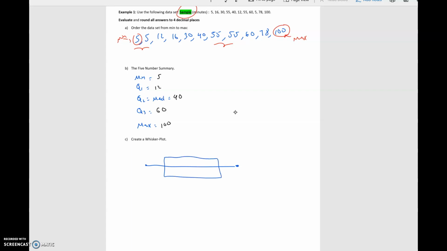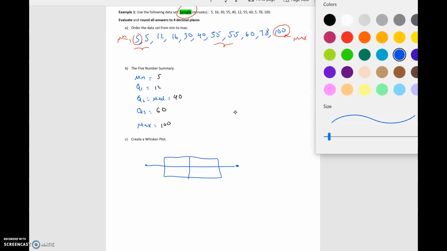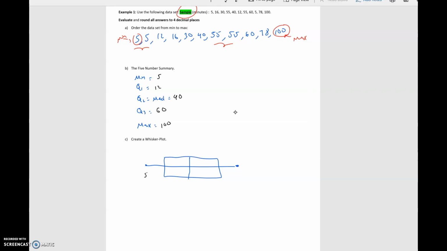We're going to do one of the labs where we're actually looking at the data set. You're going to start by putting the 5, then the 12 goes there, 40, 60, and the 100. What's important on your whisker plot is the units. In this case, we're just given that this is a sample and the data happens to be minutes. So that has to be included, because if anybody's looking at this data set, they have to make sure that it's clear that we're talking about minutes. And I just want a basic sketch.